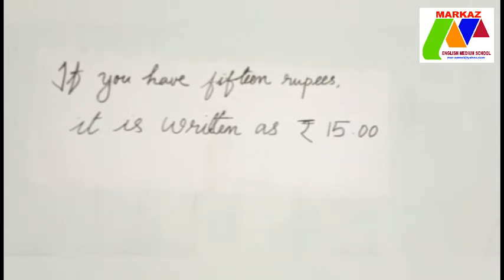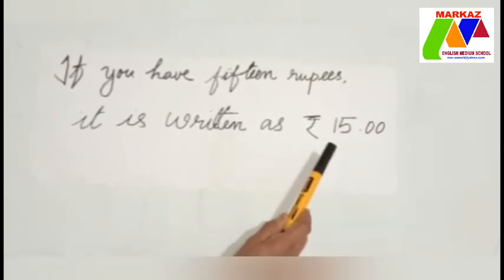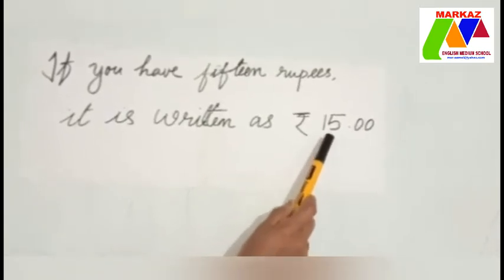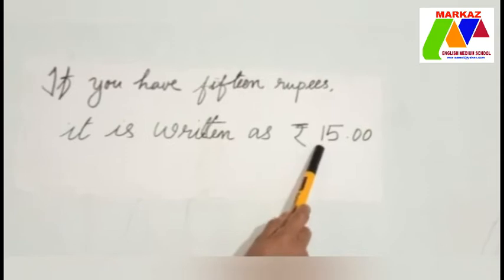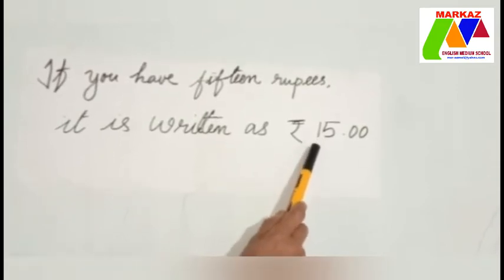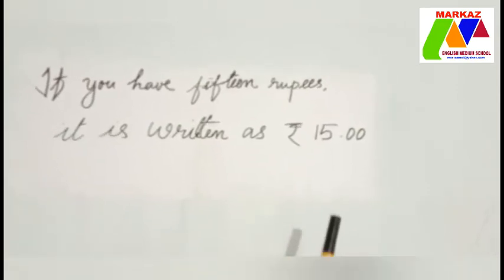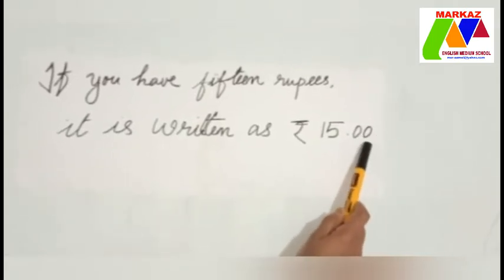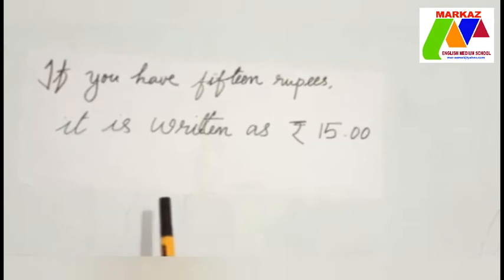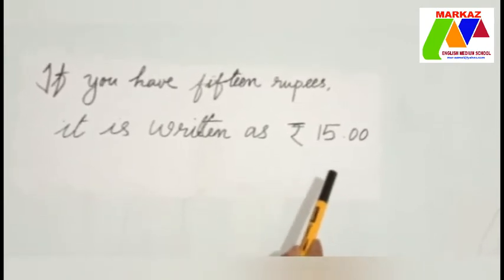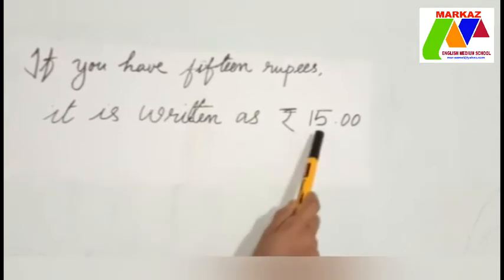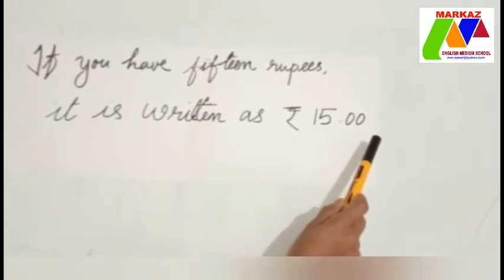Now let us see the number on the left side of the dot. Here 15 denotes the rupees. And the number on the right side, here zeros indicate the paise. We read this as 15 rupees and 0 paise.